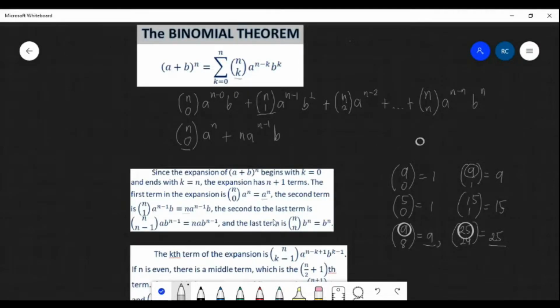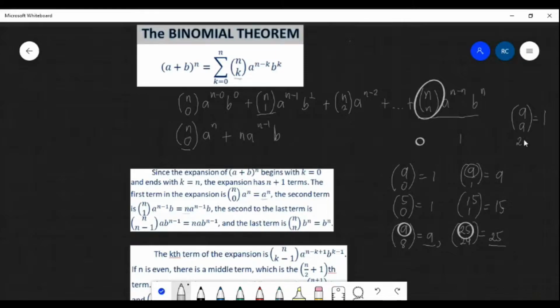And lastly, the last term is n combined n. Ito yung nakalagay dito. N combined n times a raised to n is equal to b raised to n. Sabi ko kanina, b raised to n is equal to b raised to n. It is because kapag same sila, ang sagot dito ay 1. Okay? Sige nga, try nyo nga 9 combined 9. Ano po sagot dito? 1. 1 po. Okay, 1.